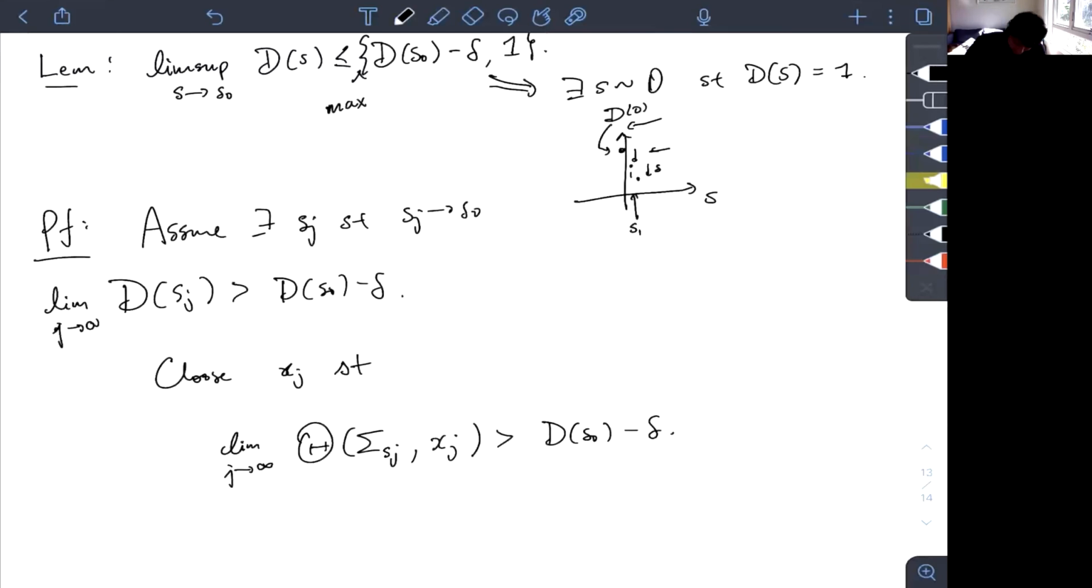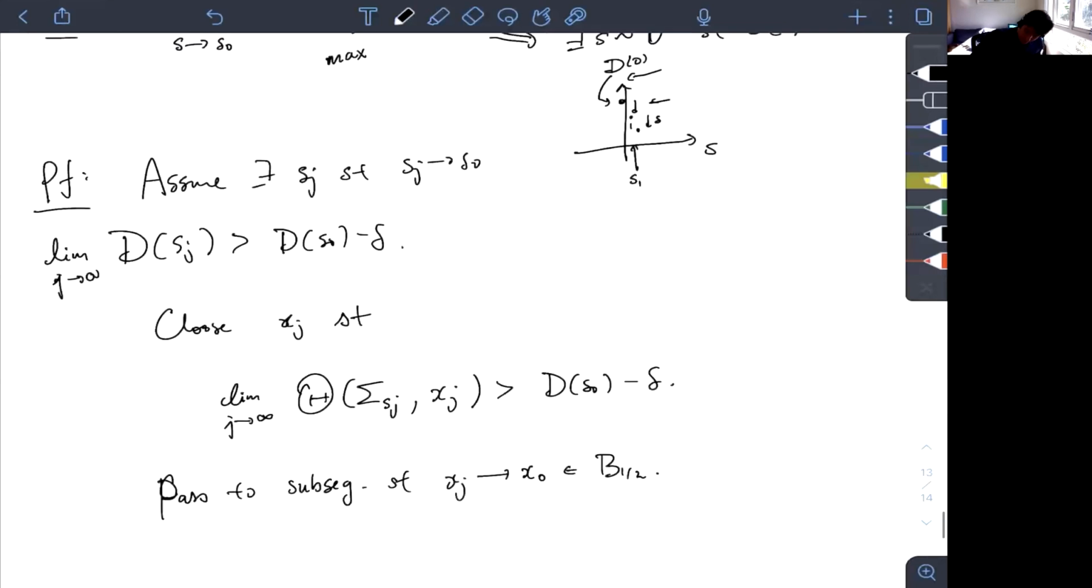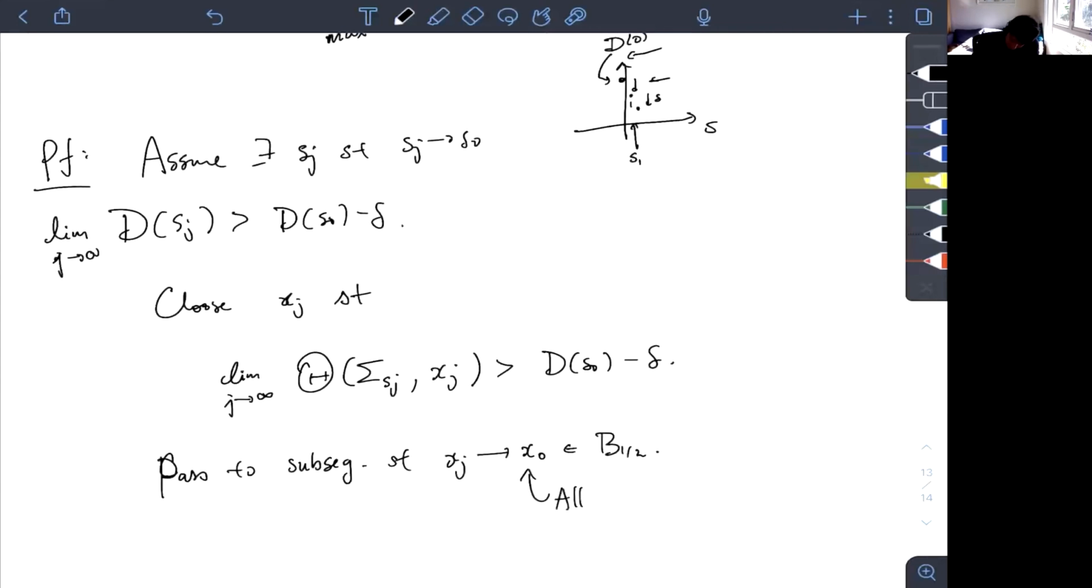Okay, so I can assume that the limit of the density of these points is strictly larger than d of s naught minus delta. As long as s is sufficiently small, I did this localization with the ball of 1/2, and that's not a problem. So I can pass to a subsequence so that xj converges to x naught, in the ball of radius 1/2. And so this x naught by Allard will be in the singular set of sigma naught, right?